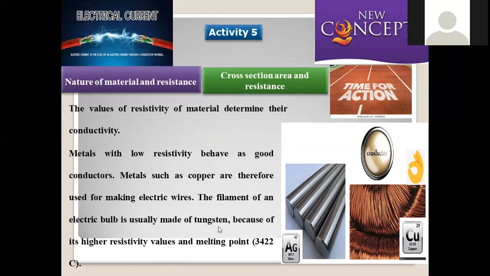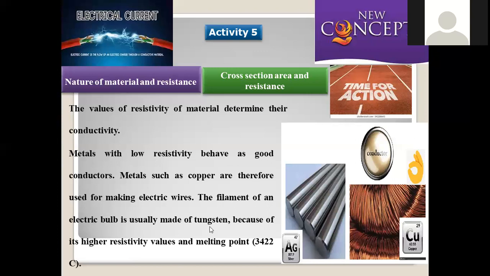The filament of an electrical bulb is usually made of tungsten because of its higher resistivity. Anywhere you check a bulb, that filament is made of tungsten metal, because higher resistivity is offered by it, even though it is a metallic substance. Lower the conductivity, obviously the higher the resistivity.